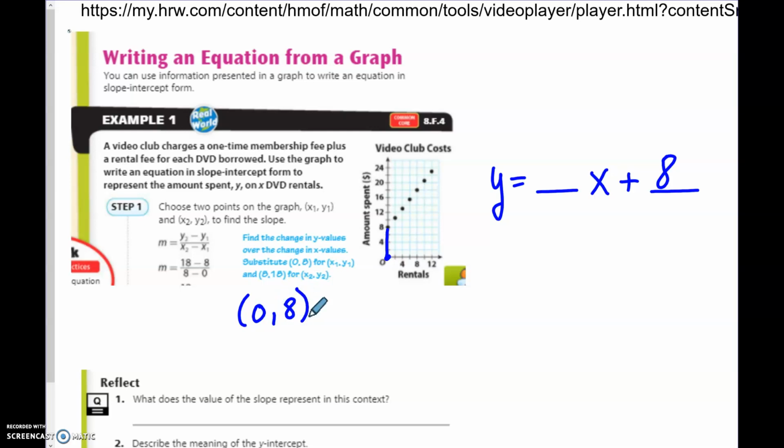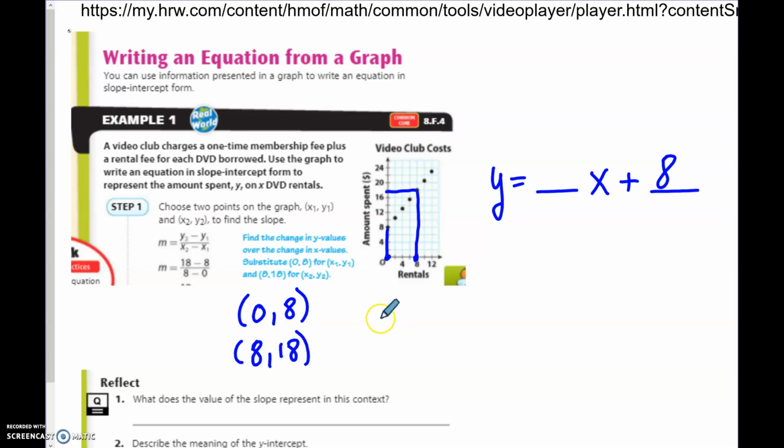So now to find slope, I need another point. Well, they have lots of different points on here, so let's just pick a point here. I'm going to use this 8 because this 8's at a nice number here. 8, and over here looks like it's at (8, 18).